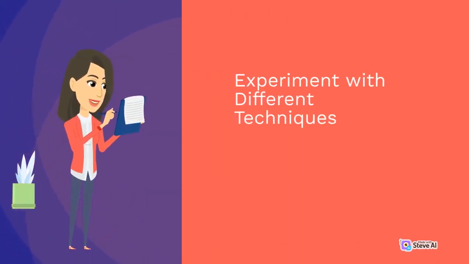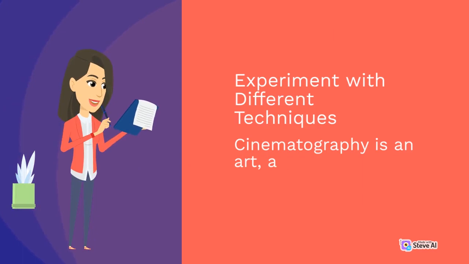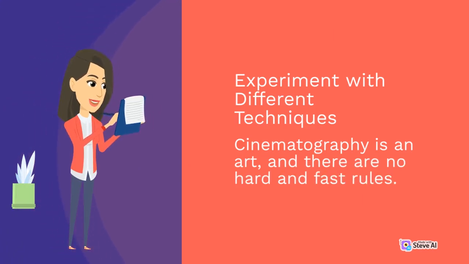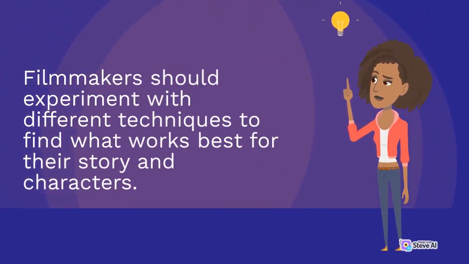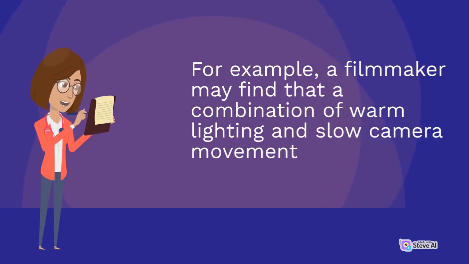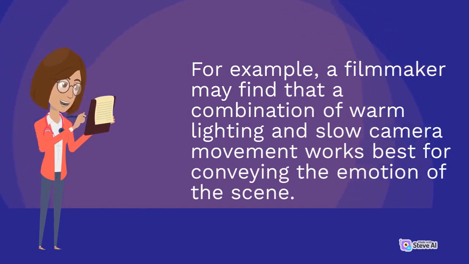Experiment with different techniques. Cinematography is an art, and there are no hard and fast rules. Filmmakers should experiment with different techniques to find what works best for their story and characters. For example, a filmmaker may find that a combination of warm lighting and slow camera movement works best for conveying the emotion of the scene.